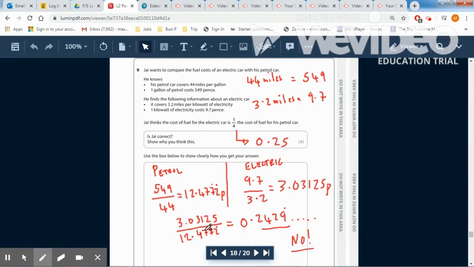And that's the end of the paper. I do think that this paper is a fairly tricky one out of all of the ones that we've looked at. I think it's quite difficult.